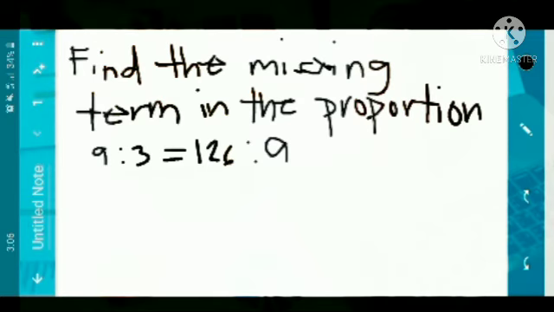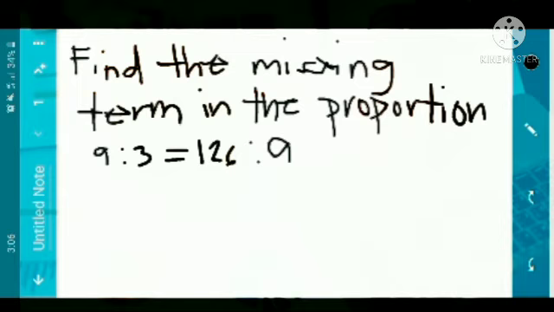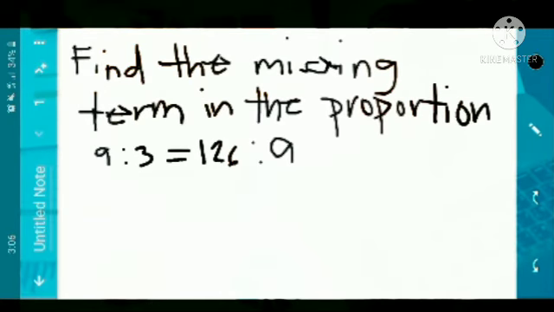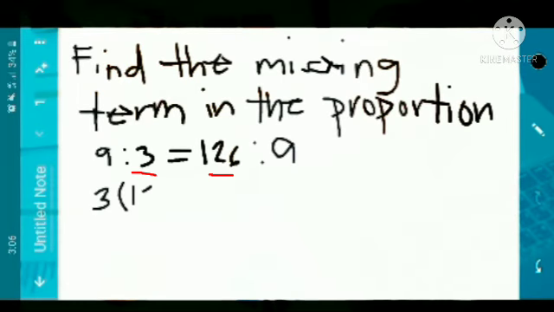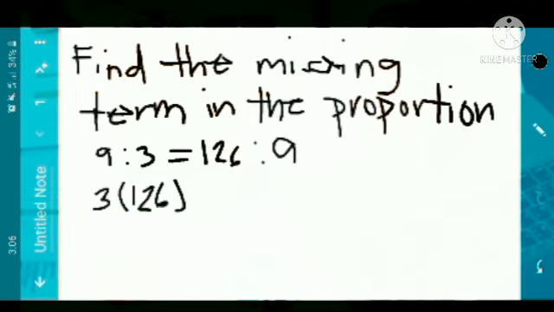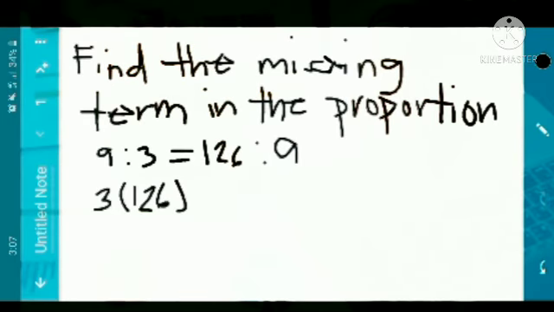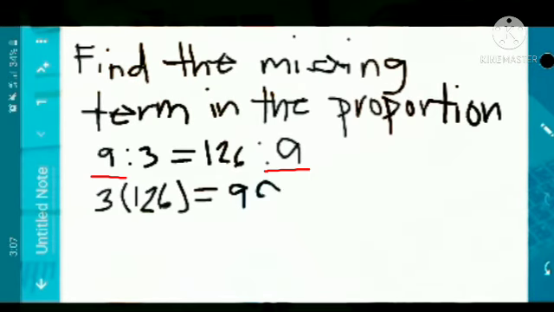Based on our previous discussion, we have to equate. In order to find the missing term, we have to equate the product of the means with the product of the extremes. The product of the means is 3 times 126, and the product of the extremes, yung mga numbers na nasa labas, is 9 times a.